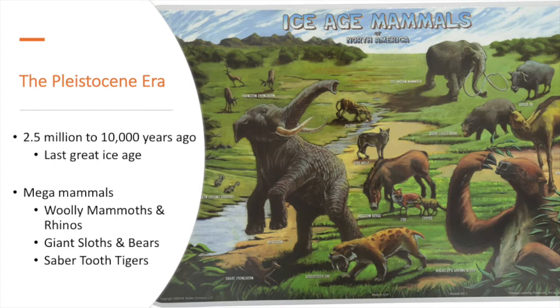What was the Pleistocene era like? It spanned from about 2.5 million to 10,000 years ago. The Earth was frozen over and experienced many great ice ages, the last just being 10,000 years ago. During this period, Earth saw an explosion of biodiversity, ranging from woolly mammoths to giant sloths and apex predators such as saber-tooth tigers and giant cave bears.